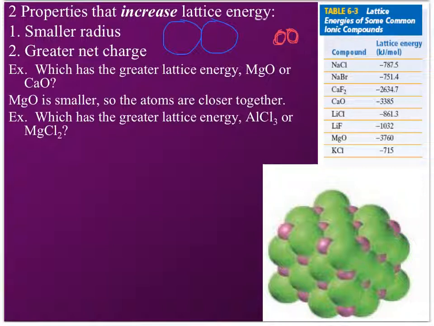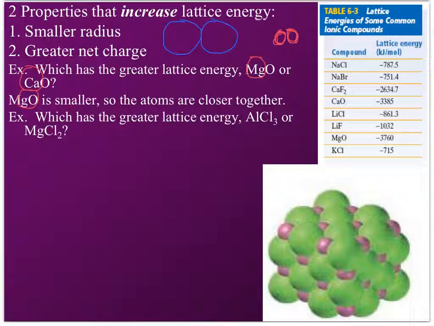So whichever one's closest to the lower left is larger. Ca is closest to the lower left, so it's larger. Here's CaO, we'll put larger. MgO is smaller. Okay, so MgO is going to have the greatest lattice energy because it's simply smaller.